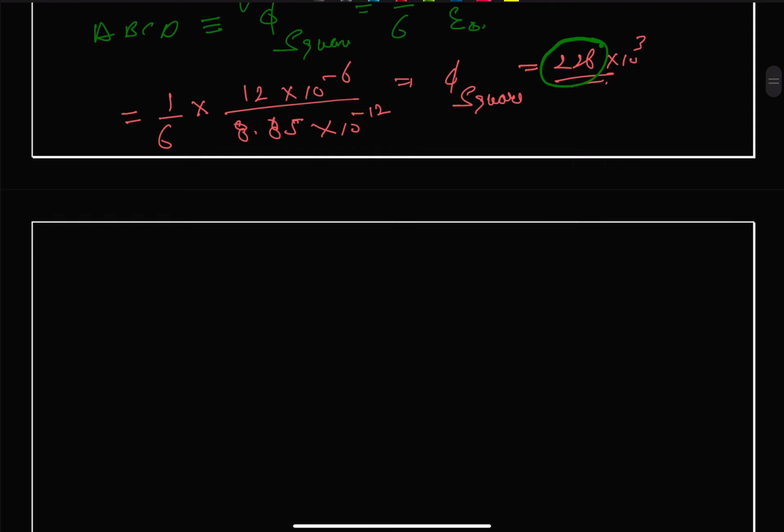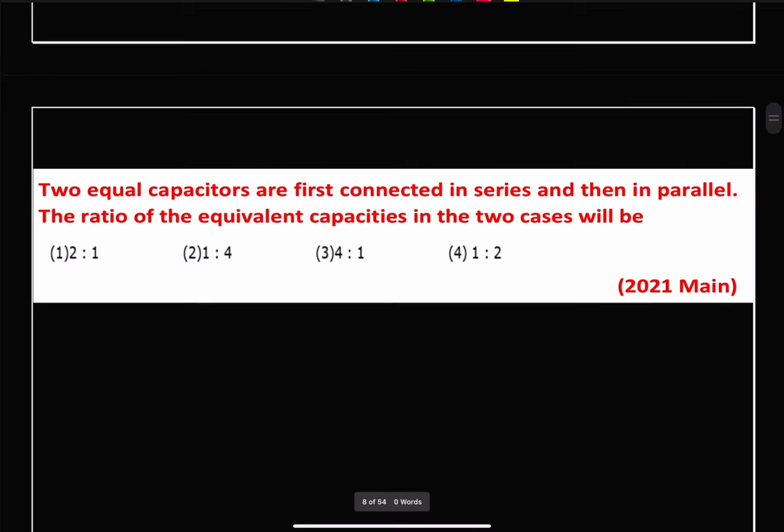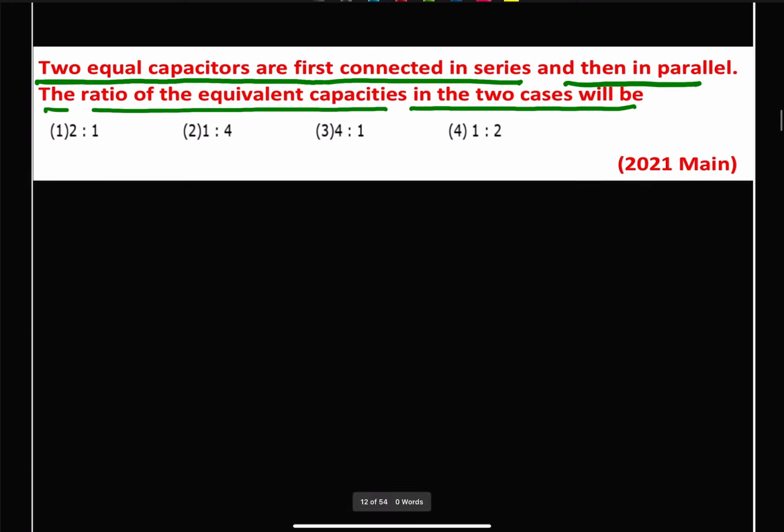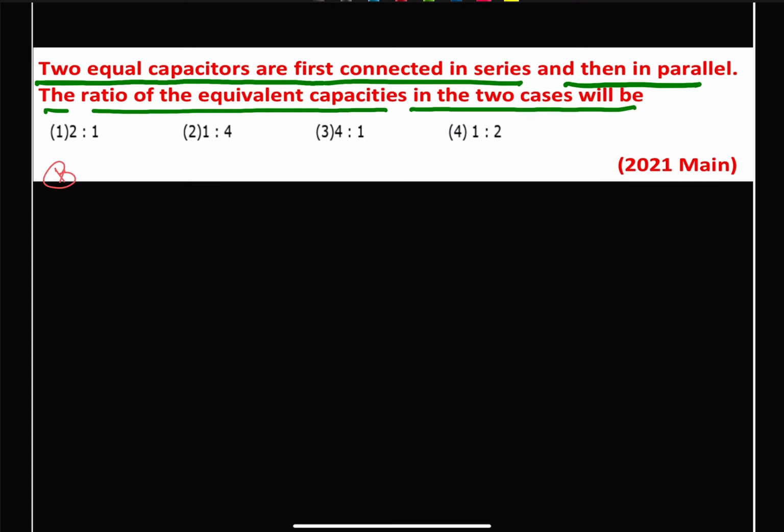Next question. We are given two equal capacitors first connected in series and then in parallel. The ratio of the equivalent capacities in the two cases will be. So this is quite simple. We have two equal capacitors. Let us suppose the capacitances are C1 and C2. First they are connected in series, and then in parallel.